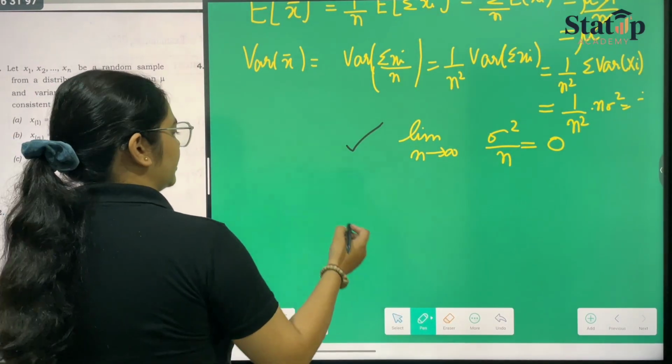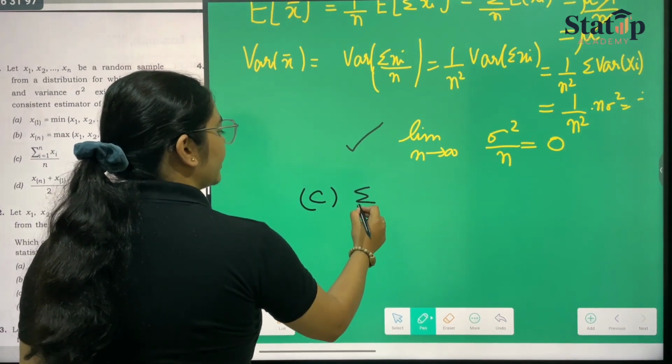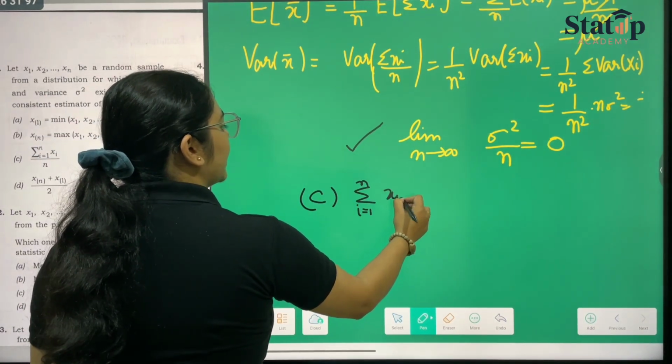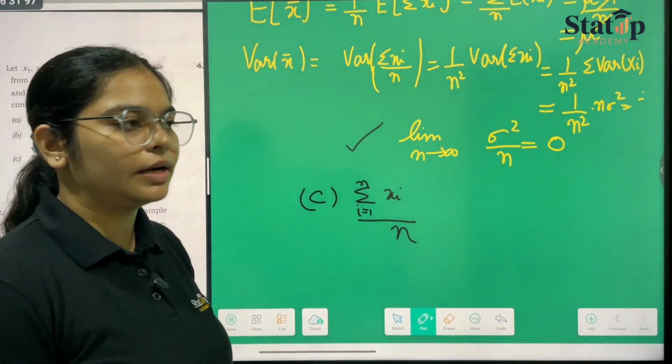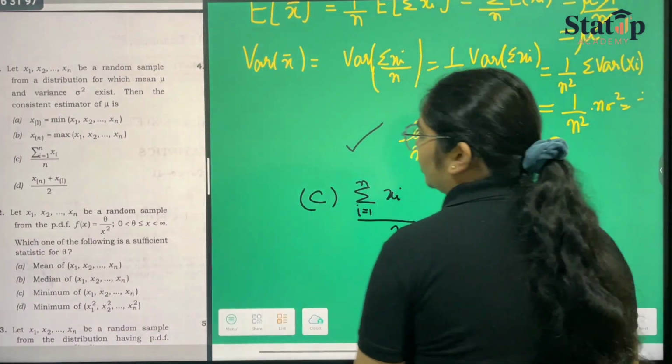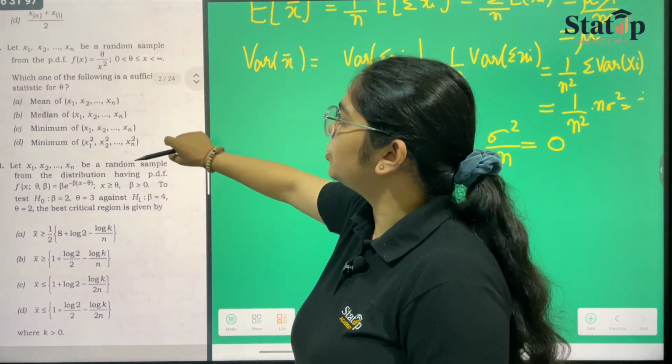Sufficient condition second is also verified, and hence our option number C, which is summation i goes from 1 to n xi upon n, is the correct option for this one, the consistent estimator. Okay, this was an easy one. Now moving forward towards question number 2.